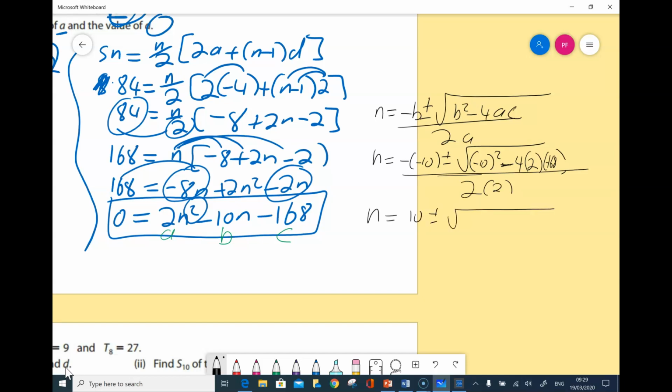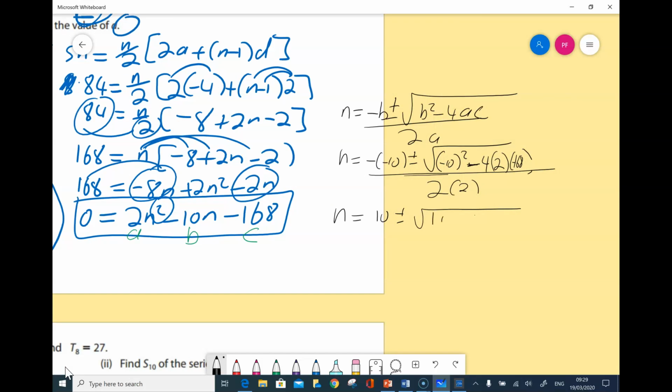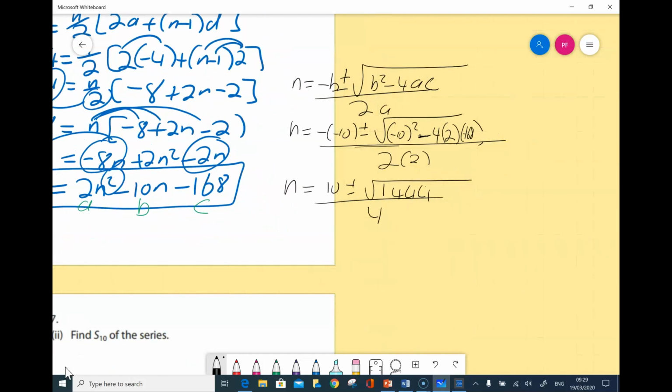So let's work out that bracket. So I've got 10 squared minus 4 times 2 times minus 168. Okay, so you get 1,444 all over 4. So I have to work out two of those, one of them for the plus and one for the minus on my calculator. So let's do 10 plus the square root of 1444 all over 4. So fraction button, and 10 plus the square root of 1444 all over 4.